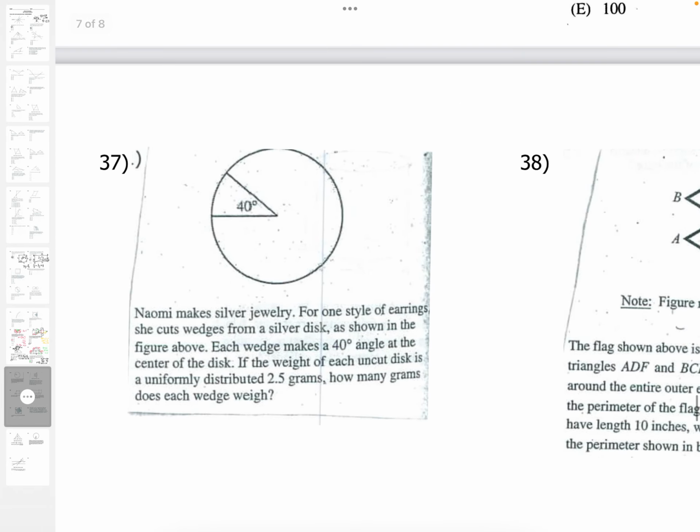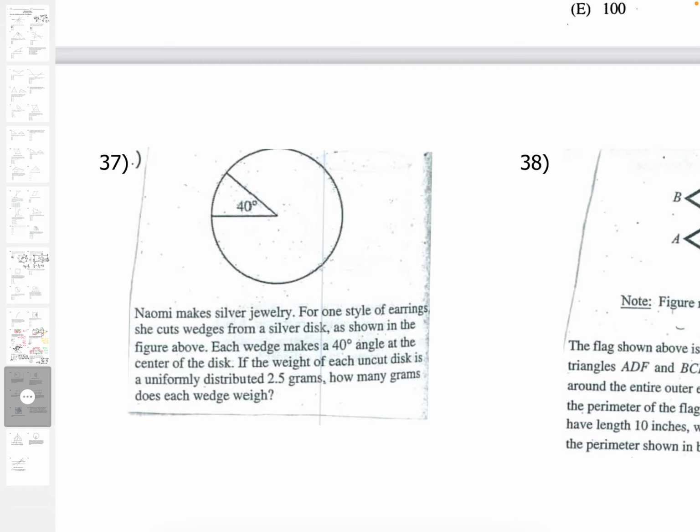Okay, number 37 here. Naomi makes silver jewelry. For one style of earrings, she cuts wedges from a silver disc, as shown in the figure above. Each wedge makes a 40-degree angle at the center of the disc. If the weight of each uncut disc is a uniformly distributed 25 grams, how many grams does each wedge weigh?